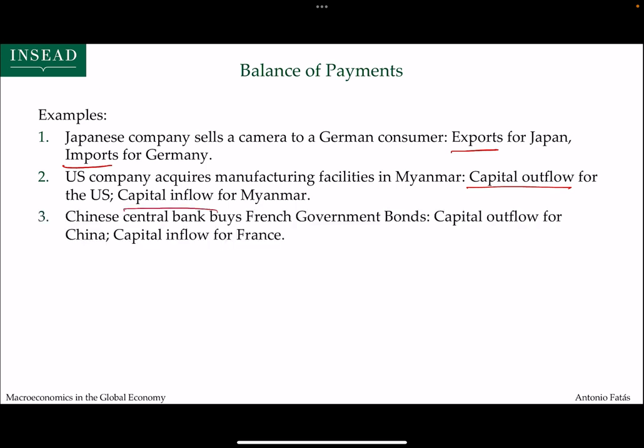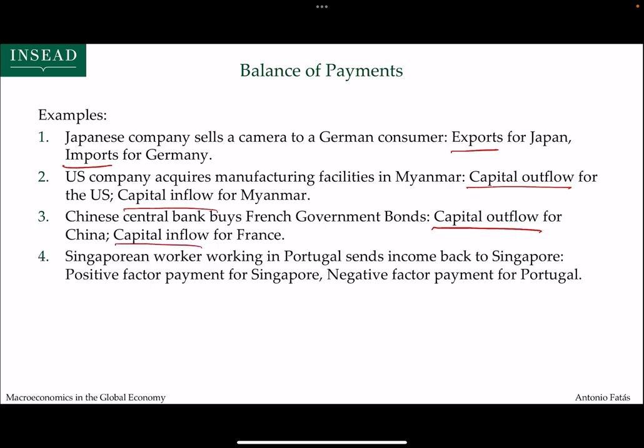The Chinese central bank buys French government bonds. This is a capital flow as well. It will be a capital outflow for China, because capital goes from China to France, and a capital inflow for France. A Singaporean worker who's working in Portugal sends some income back to Singapore. This is an income payment. An income payment will show up with a positive sign in the Singapore balance of payments, with a negative sign in the balance of payments of Portugal.